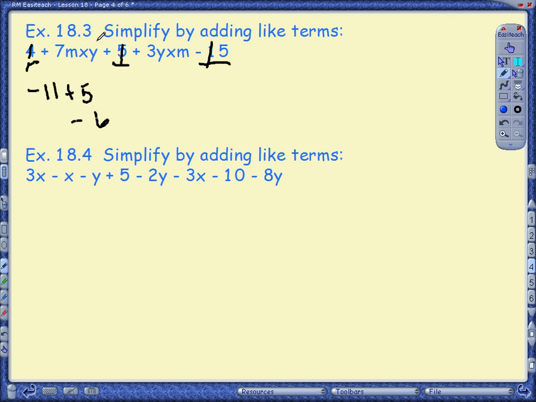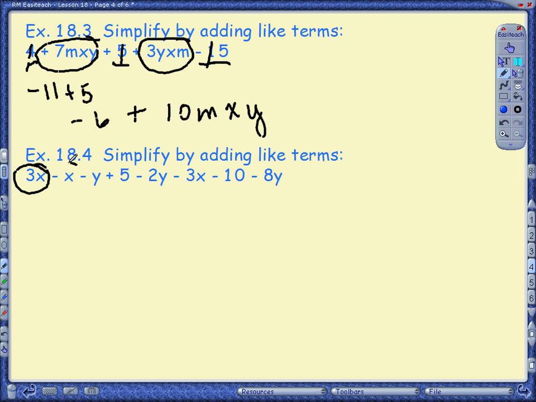Then I look at these two terms, and these also are alike. I have a positive 7 and I have a positive 3. They both have m to the first, x to the first, and y to the first. So I have negative 6 plus 10mxy. And this problem, I'm going to put a circle around this, a circle around this, and here is another.